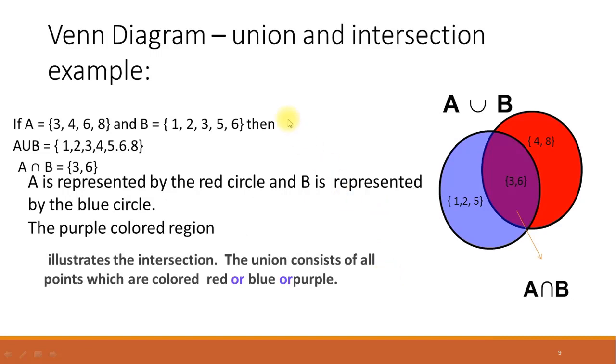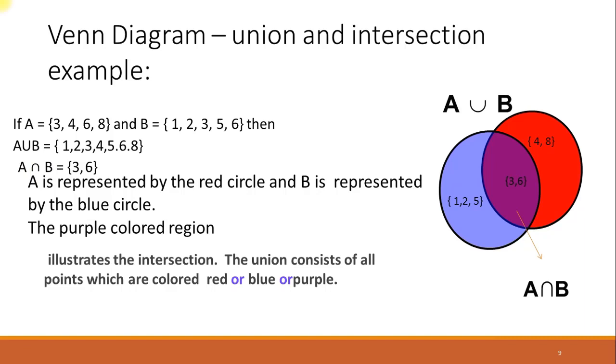Now, for example, how to represent the union of two sets and intersection of two sets. For example, we have a set A containing the elements 3, 4, 6 and 8, and another set B containing the elements 1, 2, 3, 5 and 6. Then the union of these two sets contains the elements 1, 2, 3, 4, 5, 6 and 8, and the intersection of these two sets contains the elements 3 and 6.